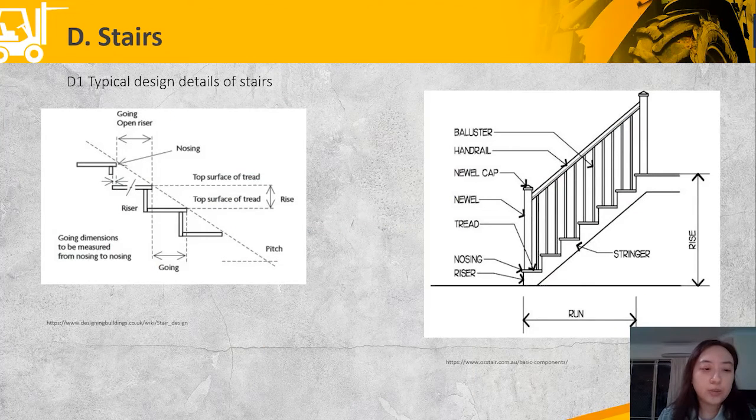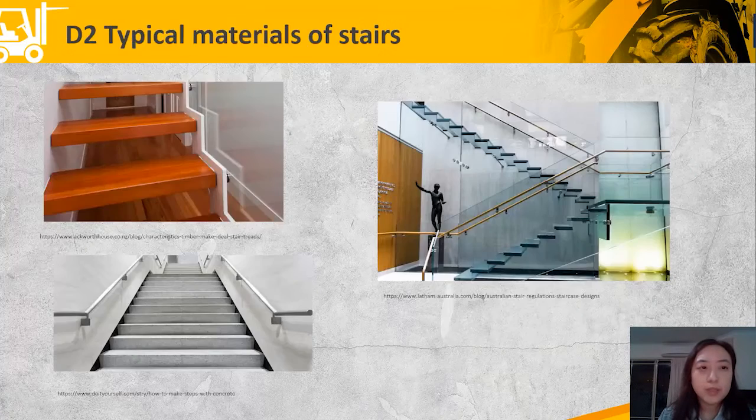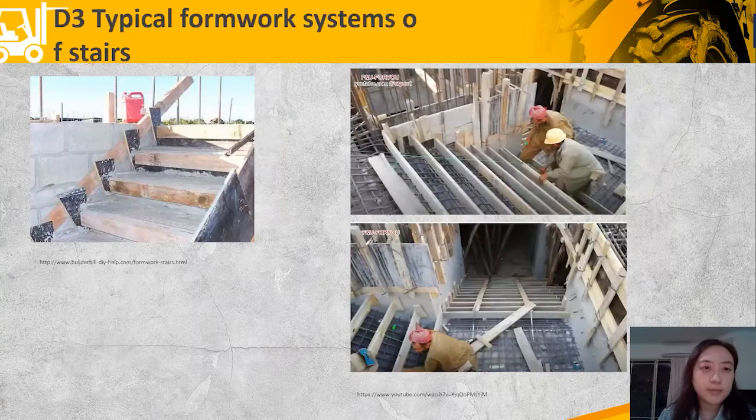Stairs are used to create a passage between the vertical floors. Tread is the place which is stepped on. Rise is the vertical distance between treads, and stairs also have handrails and landings. The material of stairs can be concrete, timber, and glass.